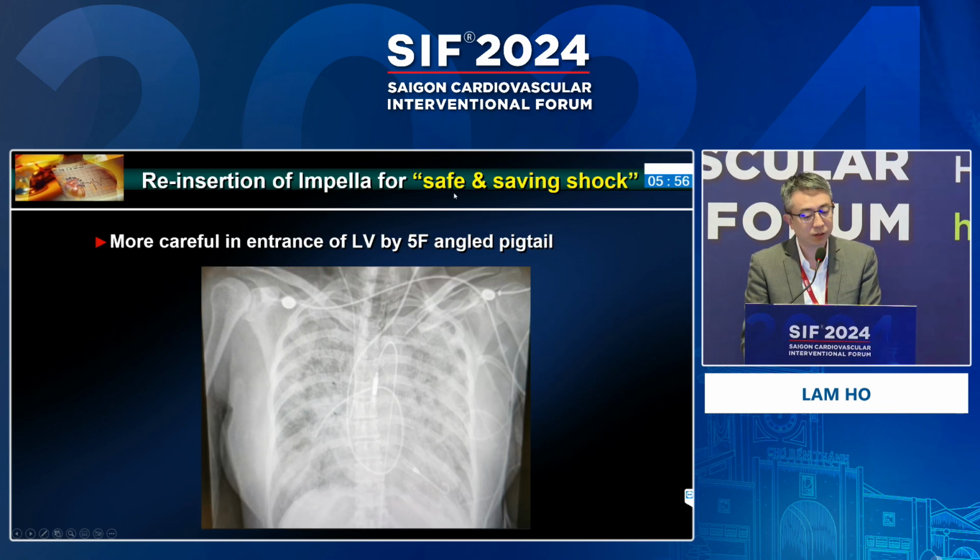So how to do it? We do a safe and saving shot. We put the patient on Impella again. This time we use a 5-inch ankle pick so that we can enter more precisely, with less hemolysis. You can see the lung at that time was very, very bad, almost white out. We put the patient on Impella, so 2 Impellas in this case.